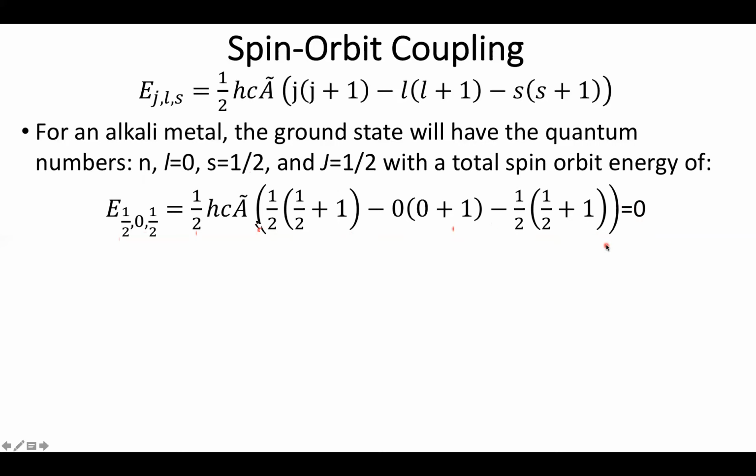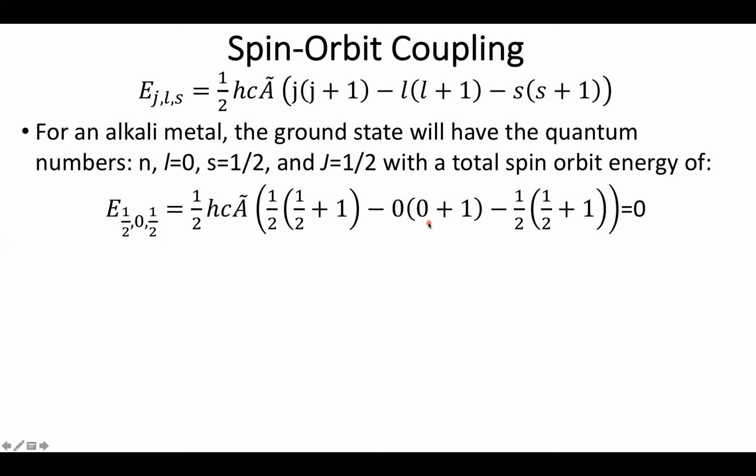Another way of thinking about this is, while I have a magnetic moment, I have no magnetic field for it to interact with. So there will be no interaction energy. And this is actually a fairly useful trick that is used quite often in spectroscopy, that you don't have to worry about spin orbit coupling for s orbitals.